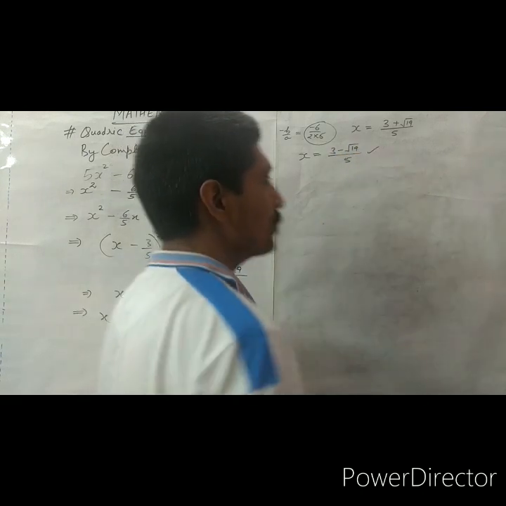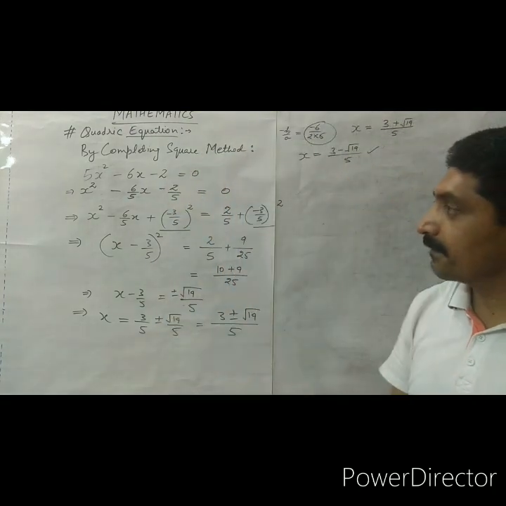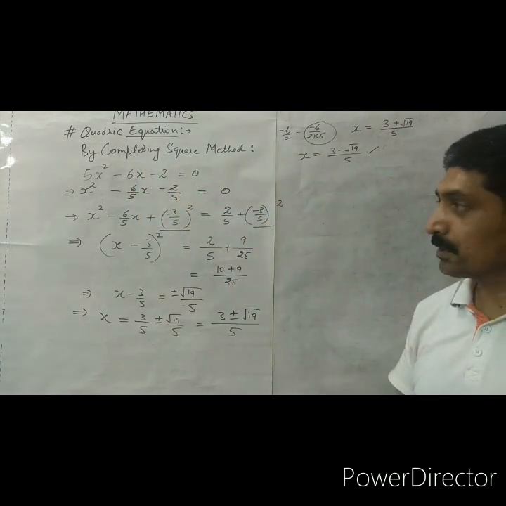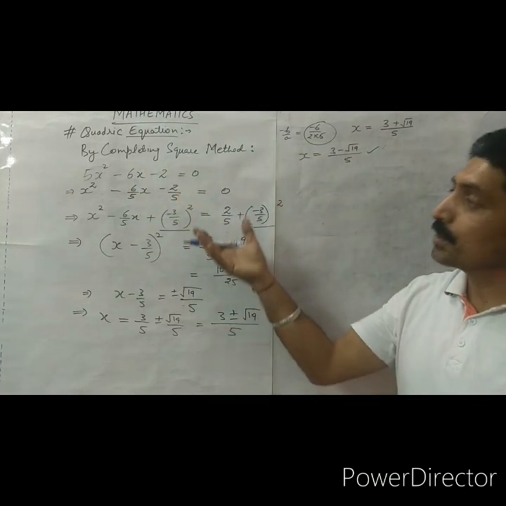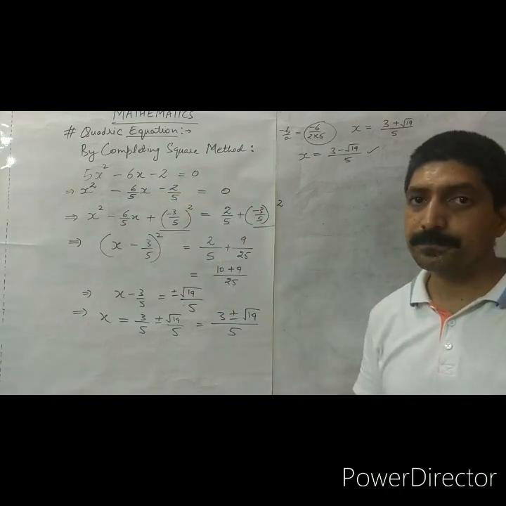So these are the two values of this quadratic equation, and we have solved it by the completing square method. This is an important one. You should know how to solve the quadratic equation by the completing square method.